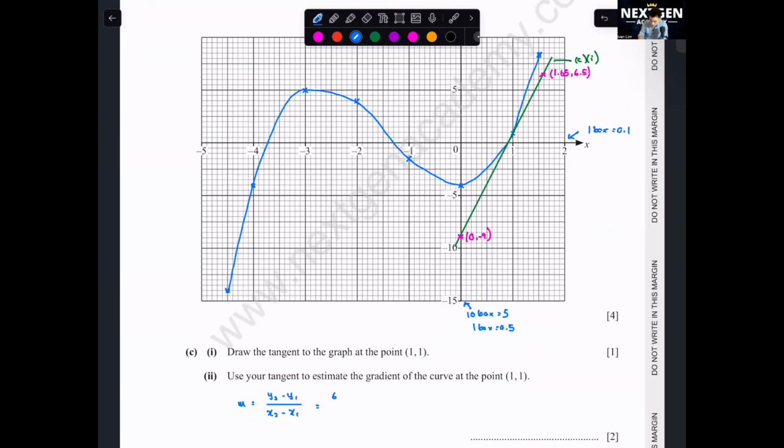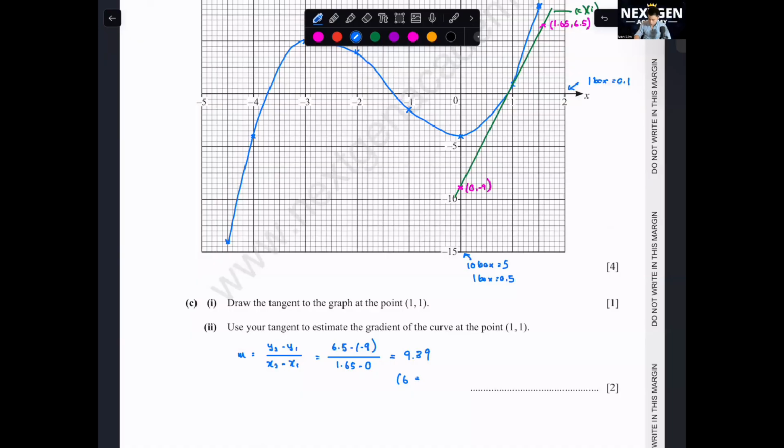So here will become 6.5 minus 9 over 1.65 minus 0. The answer that I get over here would be 9.39. However, the range of values that will be acceptable is 6 to 14. So you just base it on your graph. You don't follow mine. You calculate it accordingly.